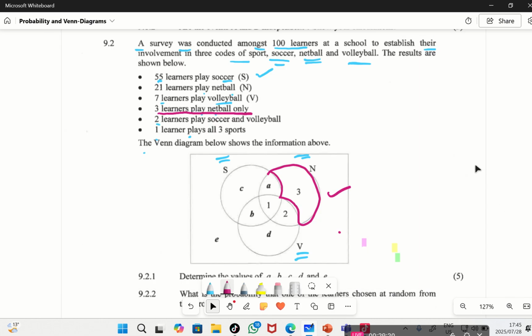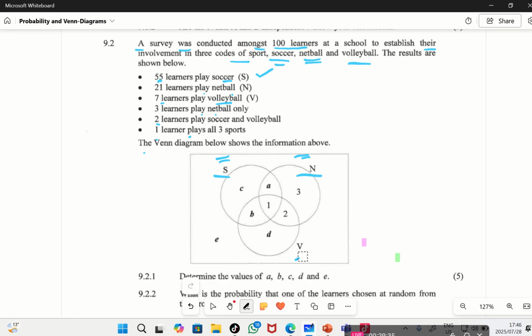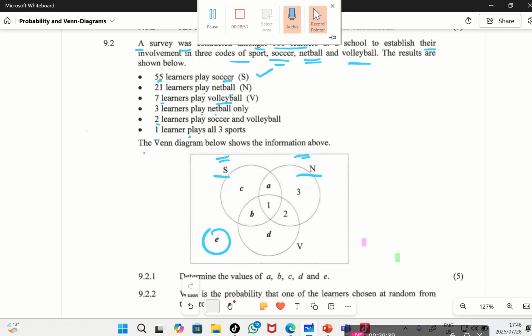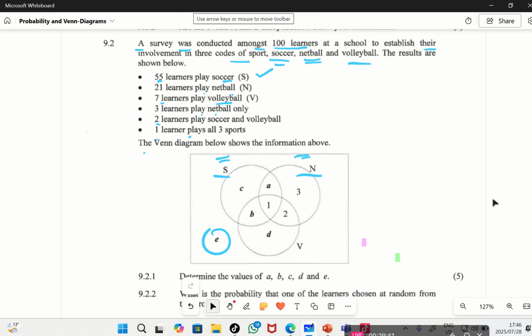So yeah, let's get into it. They didn't tell us the number of learners who play soccer only. They didn't tell us the number of learners who do volleyball only. But we're gonna find out as we work this out. And then lastly, the number of learners who play neither soccer, netball nor volleyball. The number of learners who don't play any sport is E. They normally put it outside like that.